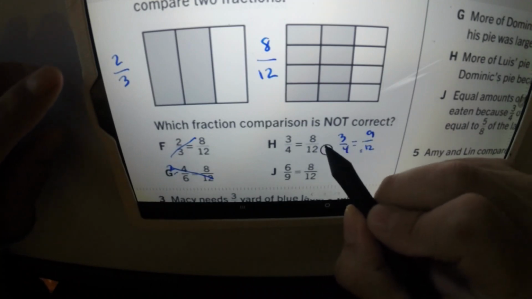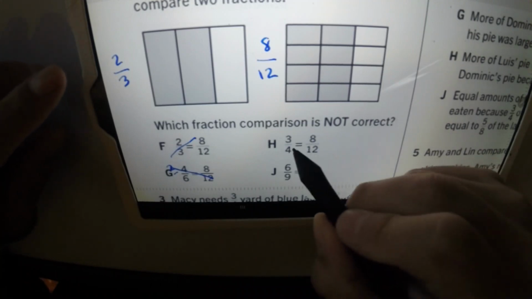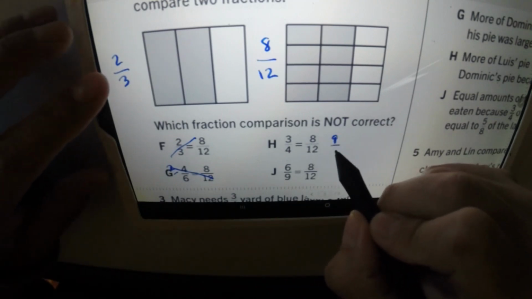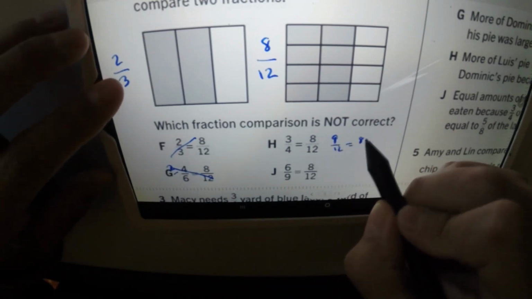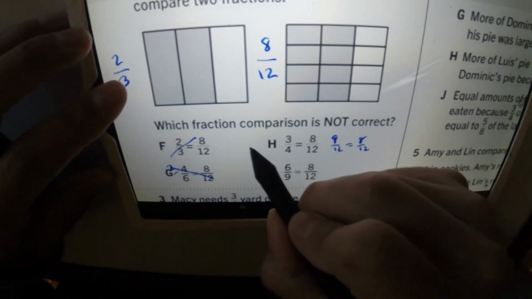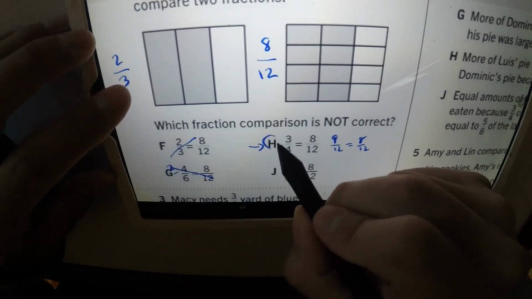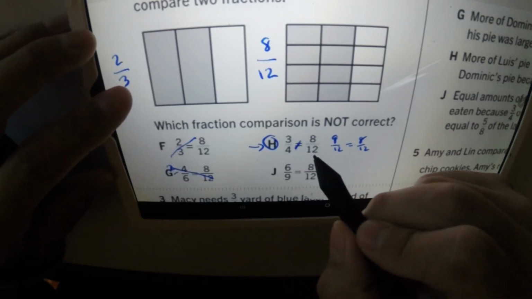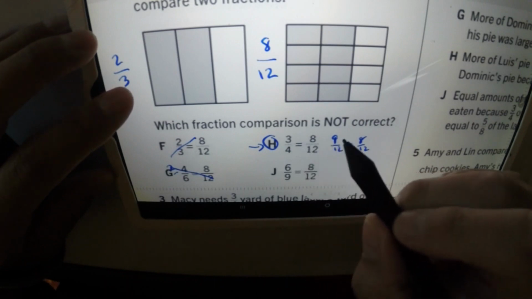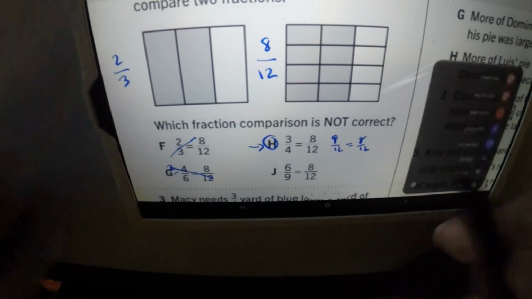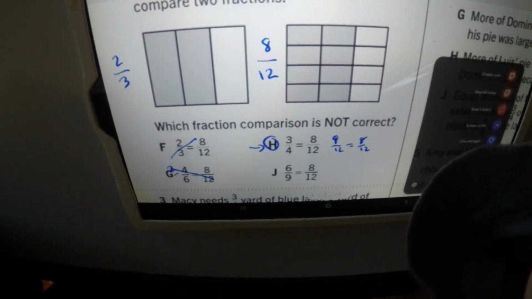So this is saying 3/4, which is 9/12, is equal to 8/12. Well, that's not true. 9/12 is not equal to 8/12. So this is our answer. H is our answer because this is not true. 3/4 is not equal to 8/12, and they're telling us it is. This is the one that is not correct. So this is our answer, H. All right, and that's the end of question number 2.